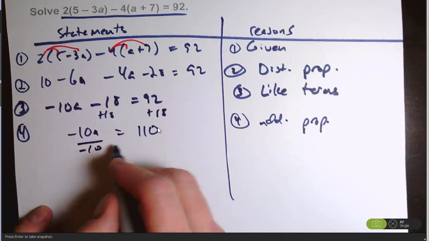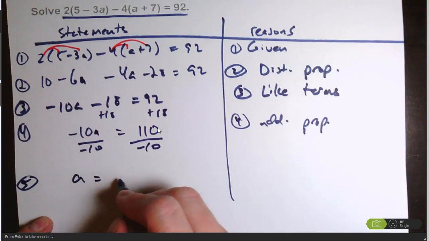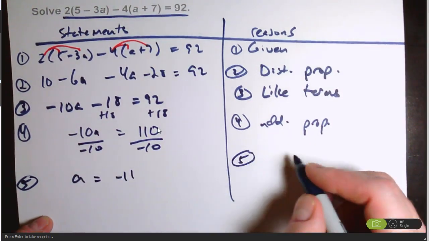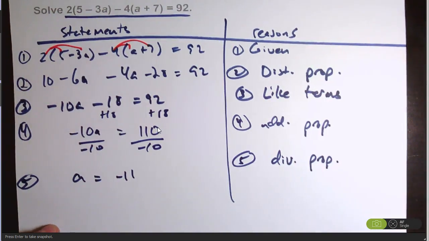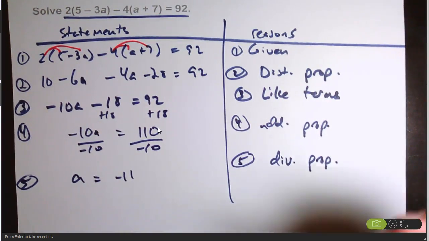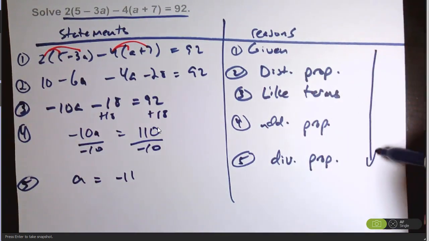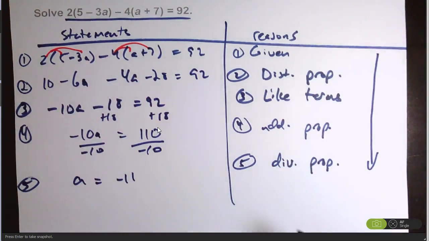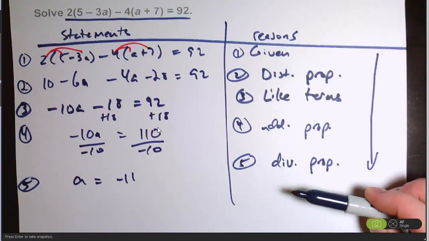Then next, I'll divide by negative 10. So I get a equals negative 11, and that was by the division property. Okay. There we go. So we just solved an equation, and on the right-hand side, we wrote down every reason we solved the equation the way we did. And that's how two-column proofs work. You put all your work on the left side, you put all your explanation on the right side.